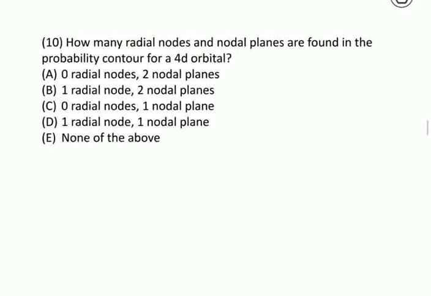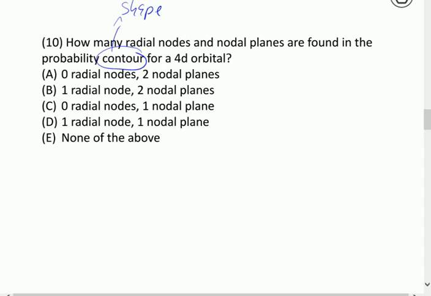All right, so number 10, and then we'll be halfway home. How many radial nodes and nodal planes are found in the probability contour for a 4D orbital? All right, so the probability contour is just a fancy way of saying shape, and we want to know how many nodes of each type are in this.